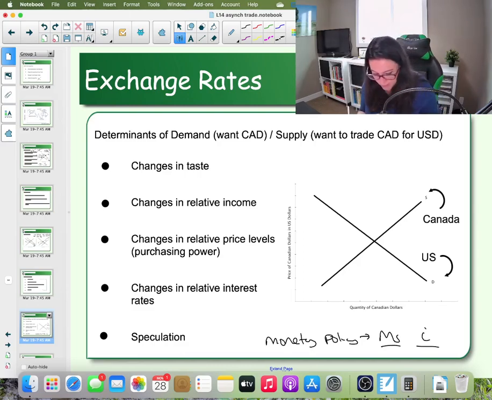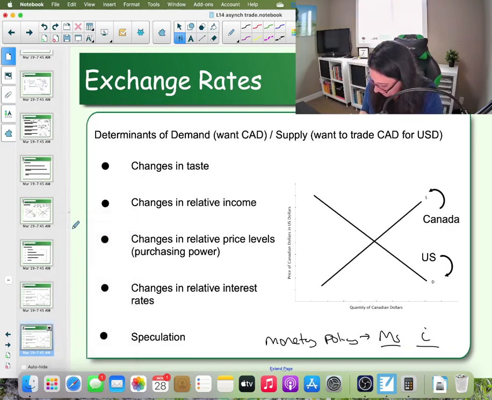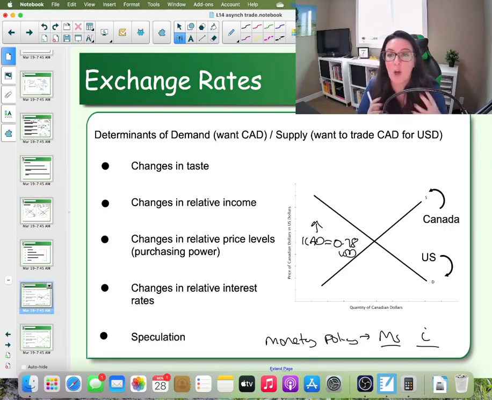Okay, so we need a starting point. So let's talk about what would cause the US to demand more Canadian dollars. So we're looking at what would cause, and I'm just going to actually duplicate this, clone this page. Okay, so let's look at what would cause the Canadian dollar to appreciate. So the Canadian dollar, 1 Canadian dollar equals 78 cents US. We're looking at what would make it go up.